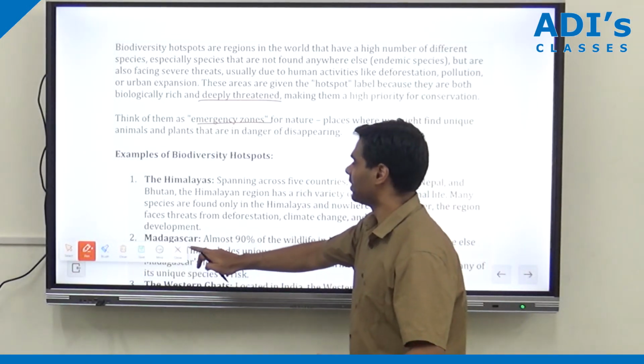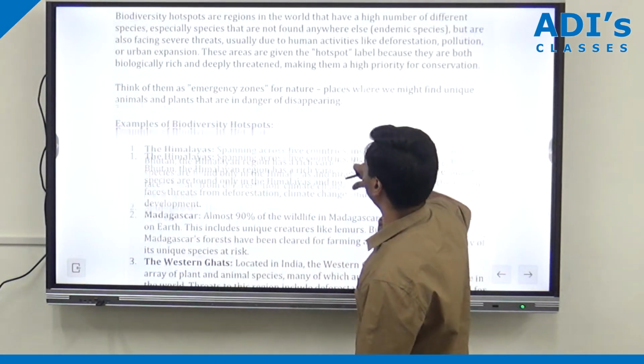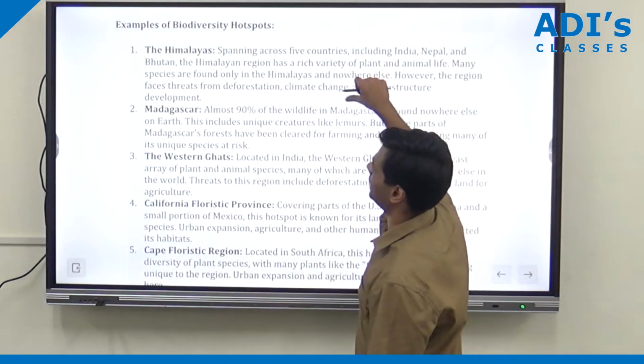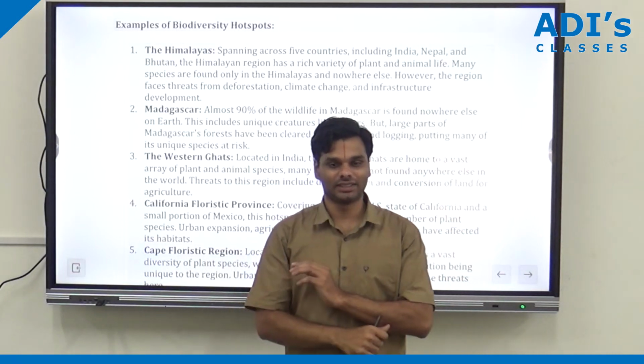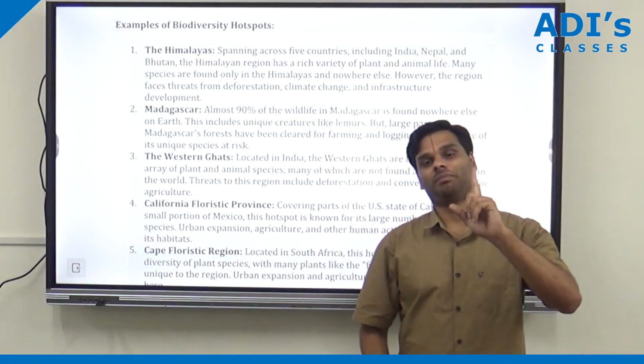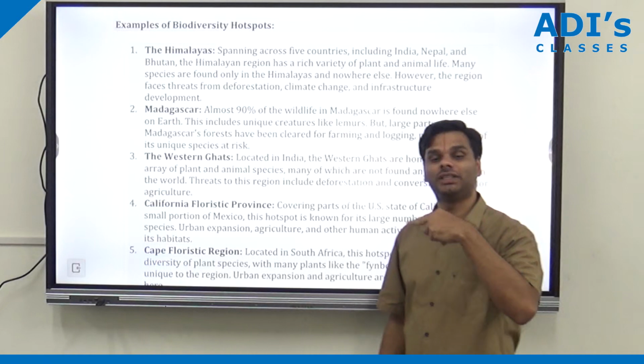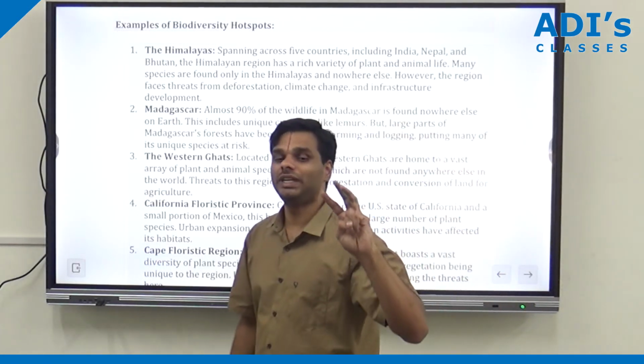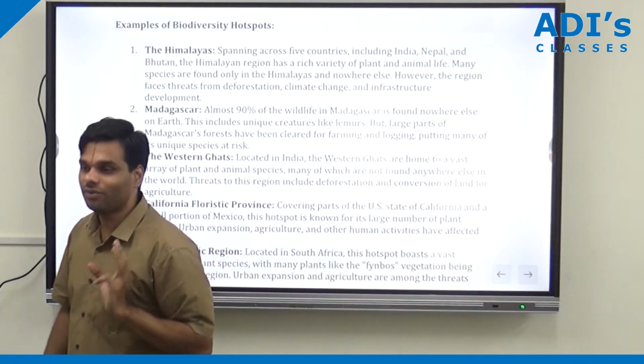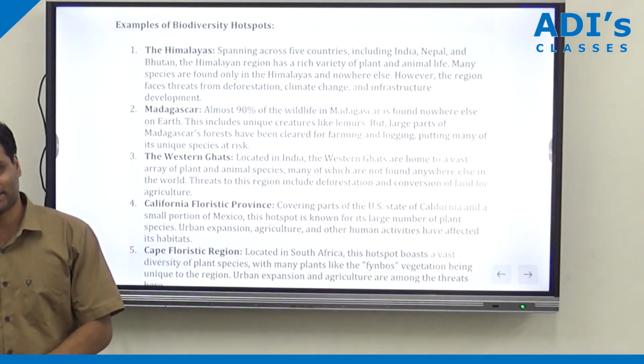Okay. So these are like emergency zones for nature, where you have to immediately take care of them. That's a hotspot. So hotspot has three major necessities. What are the three major necessities? One, it has to be biodiverse. Second, it has to be threatened. Third, there should be a decent concentration of endemic species. Okay?